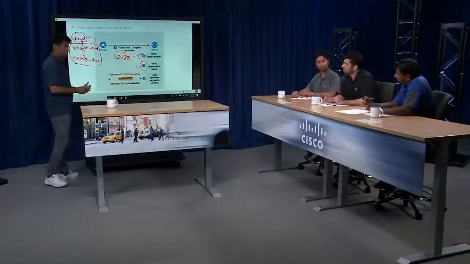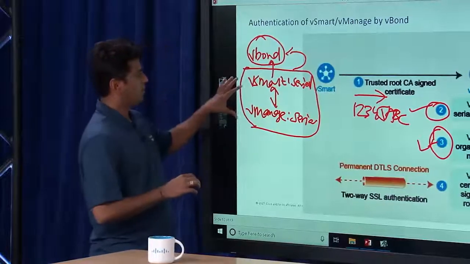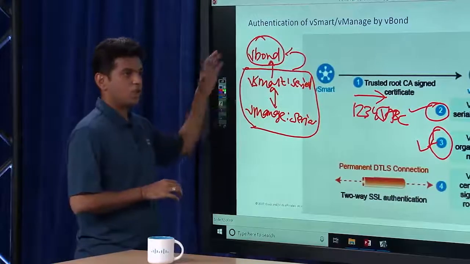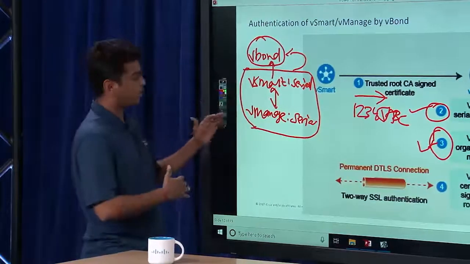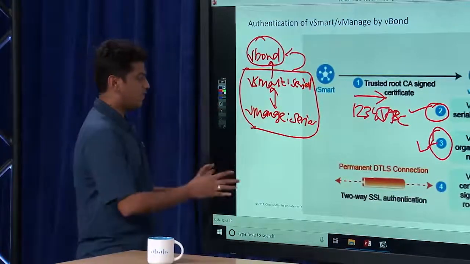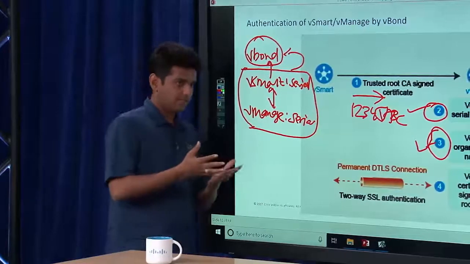One quick question regarding the serial numbers. When vSmart and vManage send the serial numbers to vBond, do they do it individually, or do they advertise these serial numbers together? Okay, so the provisioning of the serial numbers onto the vBond or onto all the control components, that is driven today by the vManage itself.